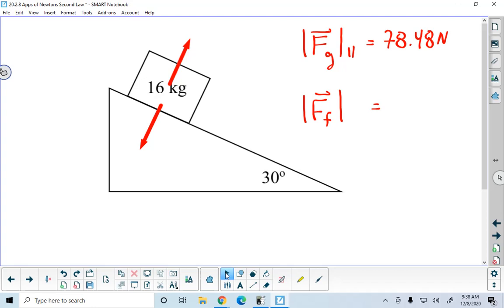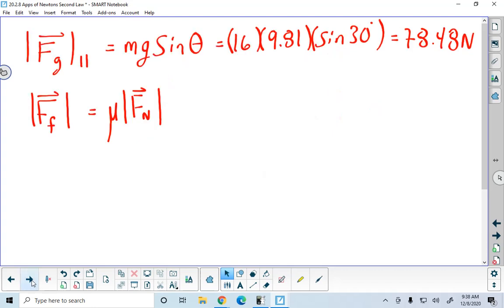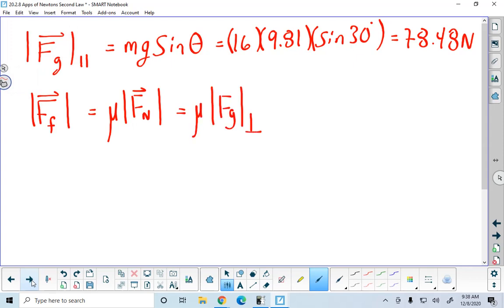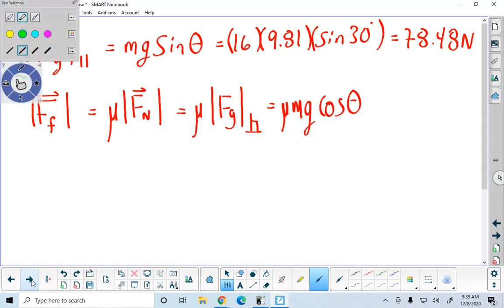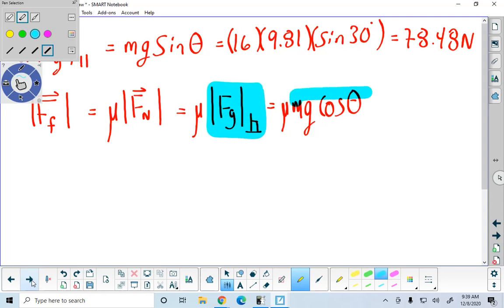So we're working on the force of friction. The force of friction is mu times the normal force, but the normal force is the force of gravity acting perpendicular to the ramp, so we can use mu times m times g times cosine of theta. Just to make sure that as many of you are with me on this as possible, what I'm highlighting here, Fg perpendicular, is what I'm highlighting here, mg cos theta.